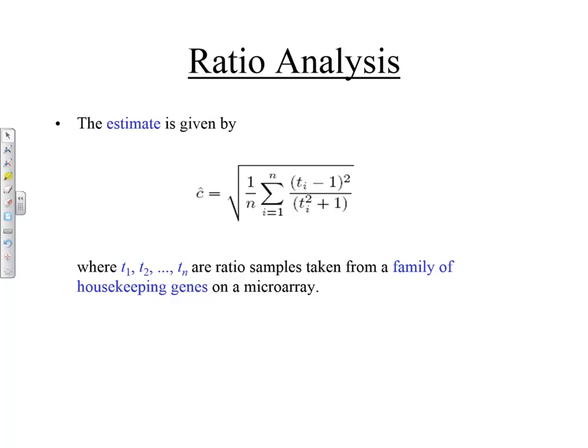So take all the spots where you assume that red and green will be of the same intensity. Maybe these are the duplicated genes, the same genes you hybridize on different spots. Or maybe the red and the green are from the same sample. Take that information and you can get an estimate for the C hat, okay? These are the ratio samples taken from a family of housekeeping genes on a microarray.